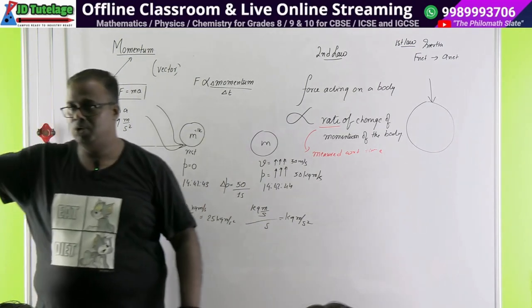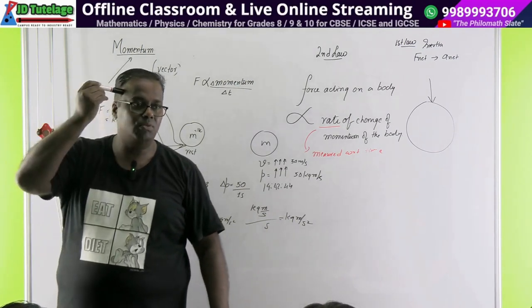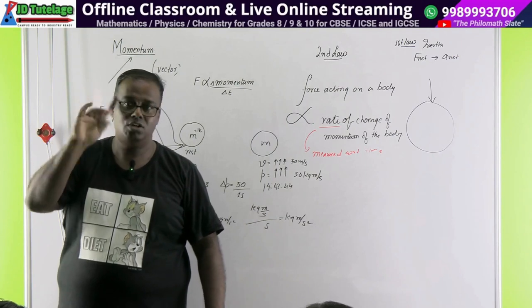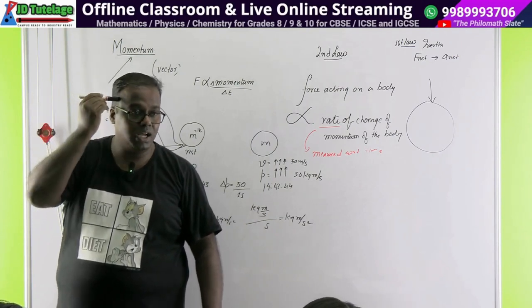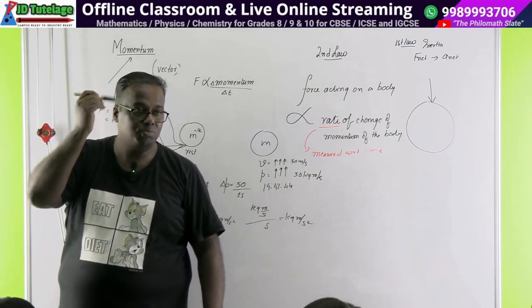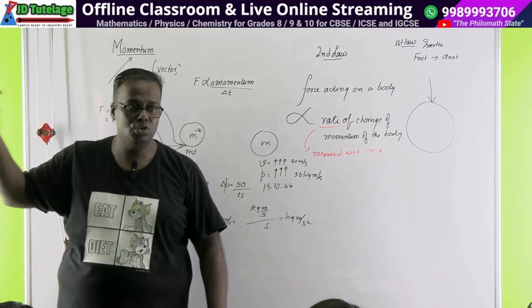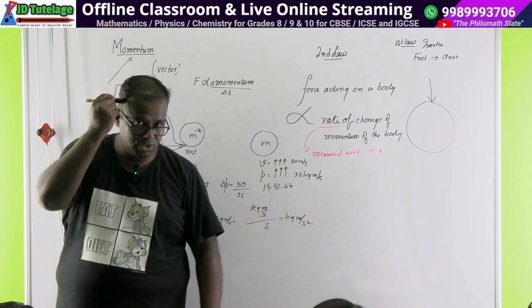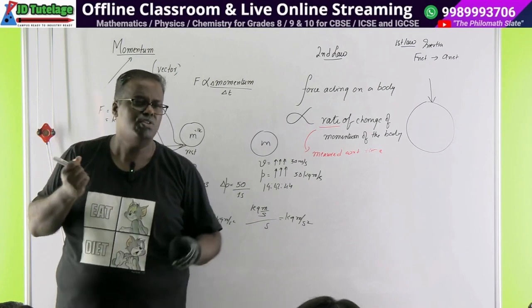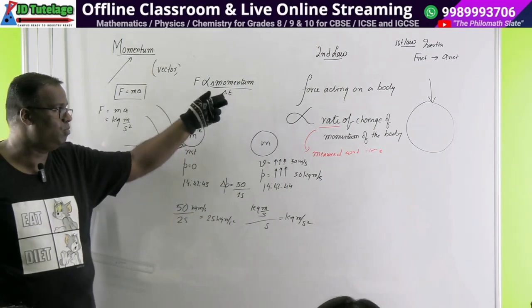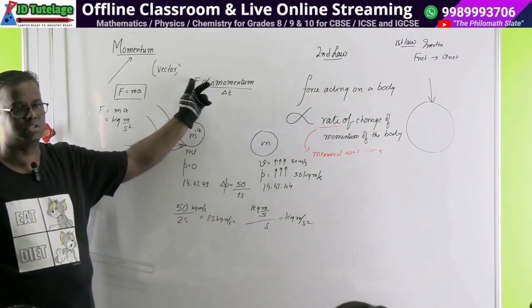Similarly, a bullet which is coming and hitting our skull, why does the man die immediately? Once it hits the skull, not pressure. When it hits the skull, it will try to put the velocity of the bullet as what? Zero. Bullet is coming with a huge velocity. Bullet's velocity wants to come to zero. In what time? Fraction of time. Time is the denominator, mind you. More and more you reduce the time, the force increases.